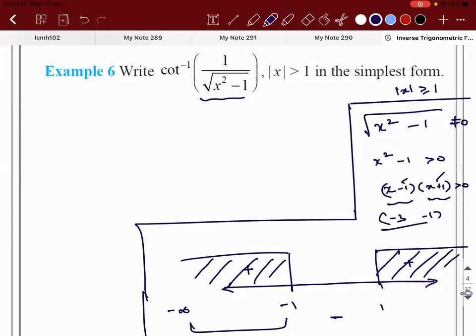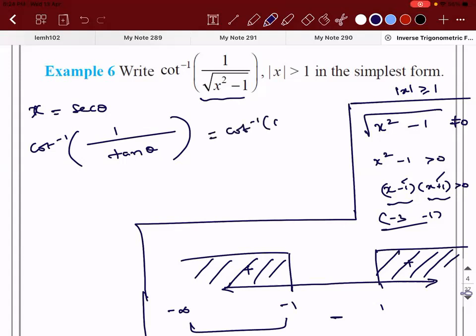For x square minus 1, secant or cosecant. So what I will do is substitute x equal to secant theta. So cot inverse of 1 divided by root of secant square theta minus 1. Did you understand? So this is cot inverse of cot theta. The answer is theta. So you see, the problem is only two steps.